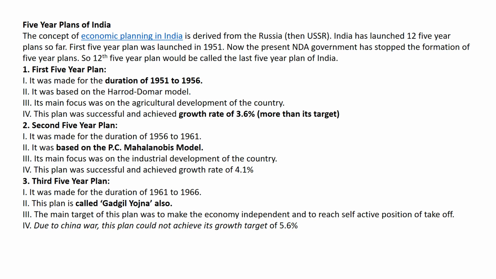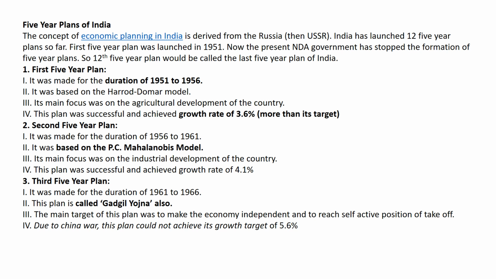So here in the first 5 year plan, it was made for the duration of 1951 to 1956. It was based on Harrod-Domar model. Its main focus was on the agricultural development of the country. And this plan was successful and achieved growth rate of 3.6%, more than its target.